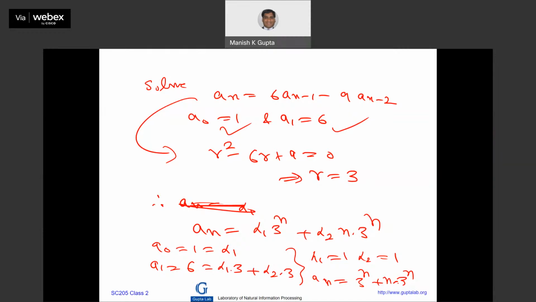Now, whatever we have done for degree 2 can be done for degree k. If the roots are distinct, the solution will be what? You can just mention the result without saying anything.